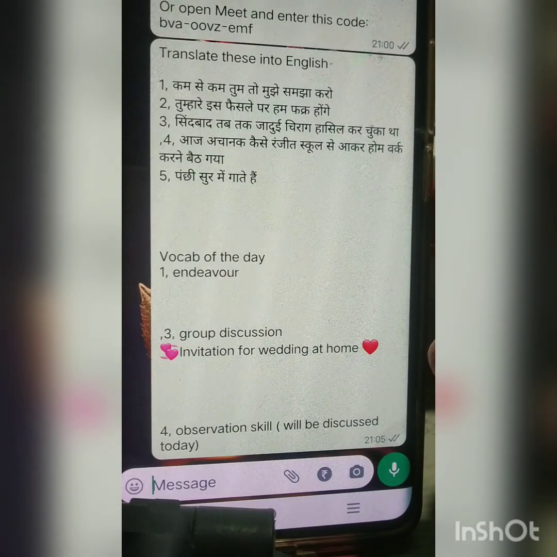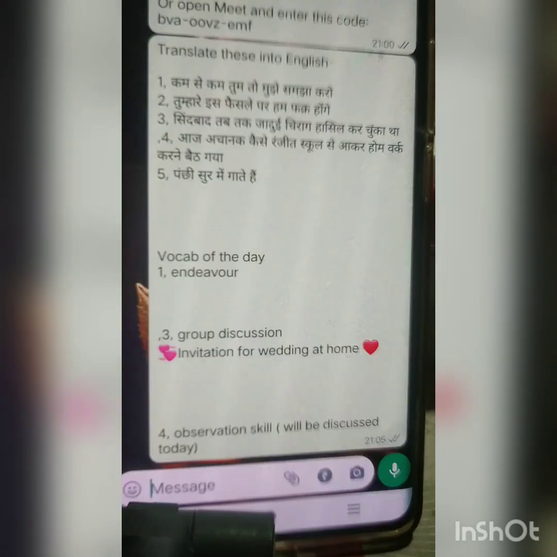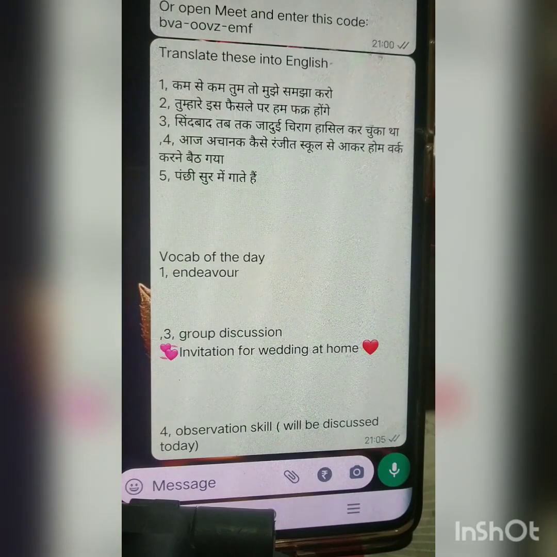Can I, ma'am? Yeah, please. आज अचानक कैसे रंजीत स्कूल से आकर होमवर्क करने बैठ गया? The tense is past simple, and the sentence is how Ranjit came from school and sat down to do homework suddenly today. It is not past simple tense. It is present perfect tense. Baith gaya, there is no tha. If there is tha, then only you have to understand the sentence will be in past. Aaj achanak, aaj is written. That means today. Today only it has been done. That's why it is present perfect.